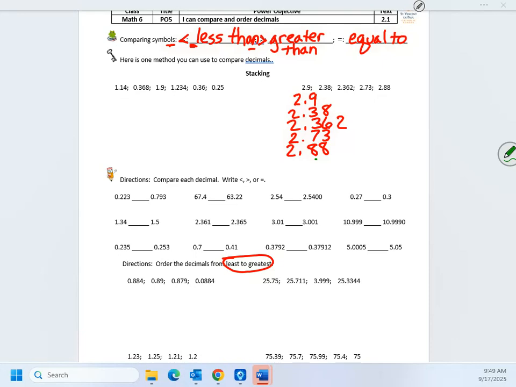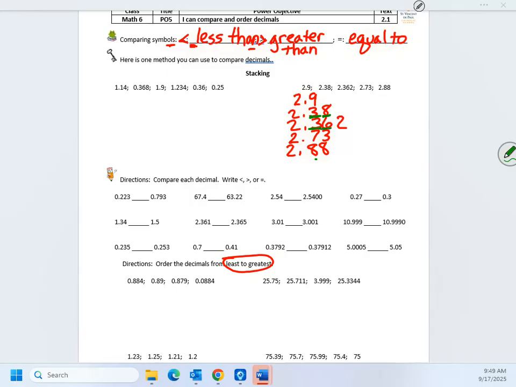So which 2 do you think I have to compare next, Matt? The 2.36. And what am I comparing it with? The 3 and the 7. I'm actually comparing the 3 and the 3, right? Because the 3 is the smallest number. I see 9, 3, 3, 7, 8. So I'm going to compare the 2 that have the 3s in that 10th place. So they're both 3s, so that means I have to go over to my 100th place.